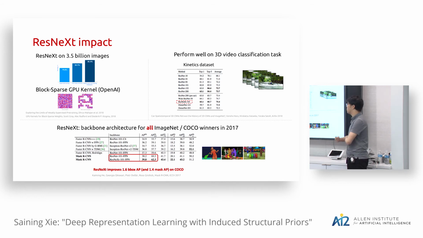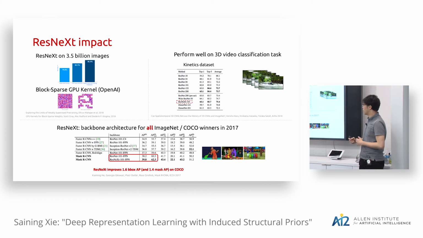And people are developing block sparse GPU kernels that are specialized to handle the sparse connection patterns. Also, ResNext performs well on 3D video classification tasks as well, so it can be extended to 3D. And as I said, we're studying these image classification tasks, but the main focus here is we want to use that as a backbone architecture for different vision tasks. So ResNext has been used in all winning solutions in ImageNet and COCO competitions last year.